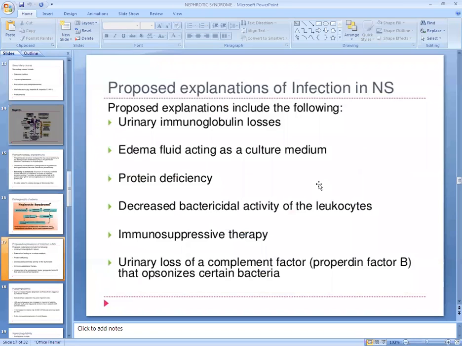Now, why are these patients more prone to infection? We see in the main features of nephrotic syndrome that these patients are more prone to infection.